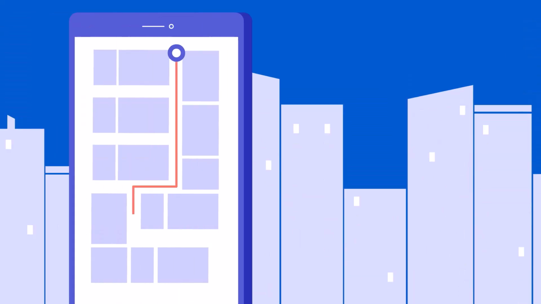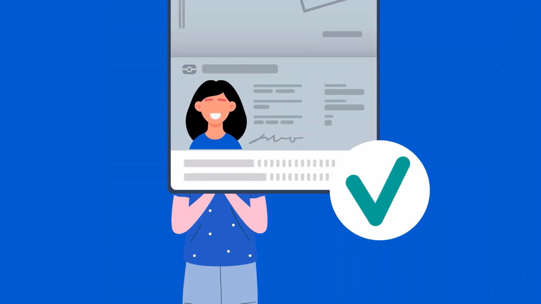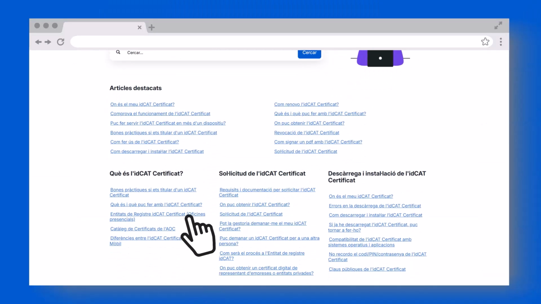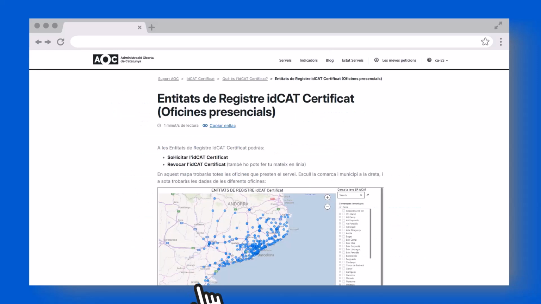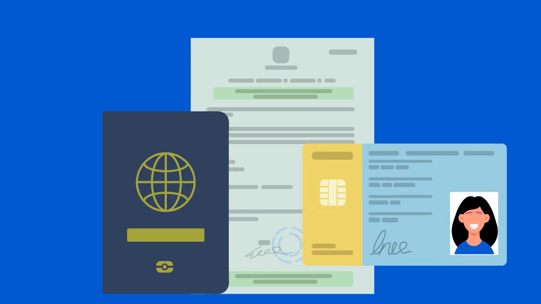Remember, you need to go to an idCAT registration entity to verify your identity and complete the process. Consult the list of offices on the main page of the idCAT.cat website. Bring the original identification document you used in the application.